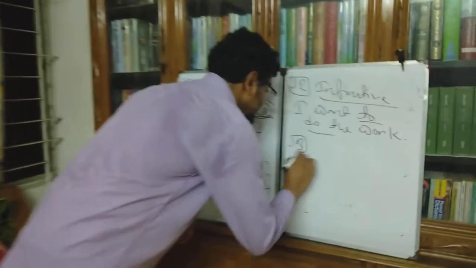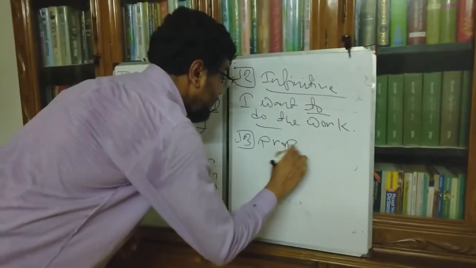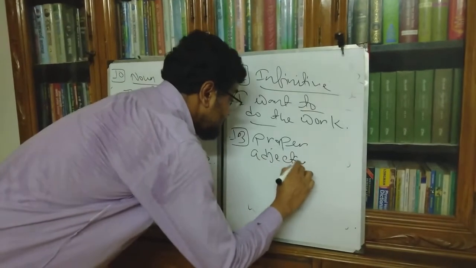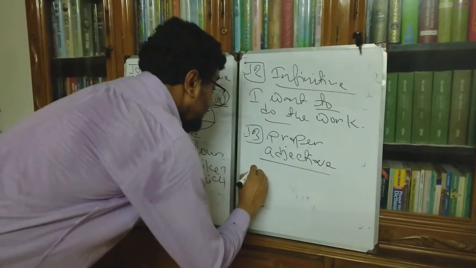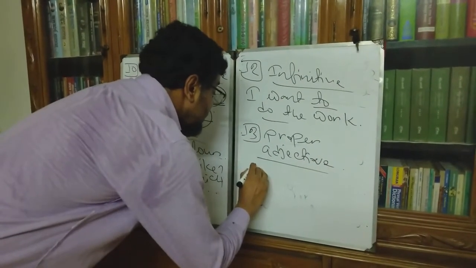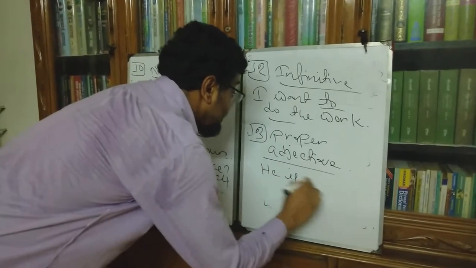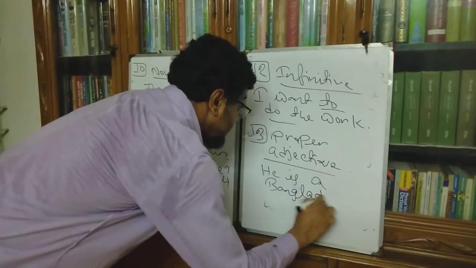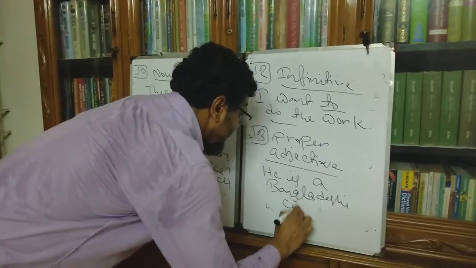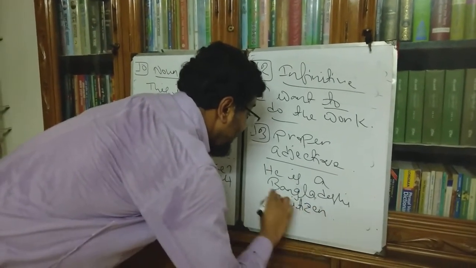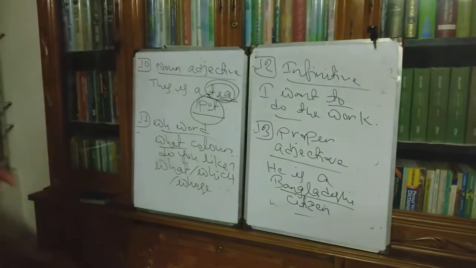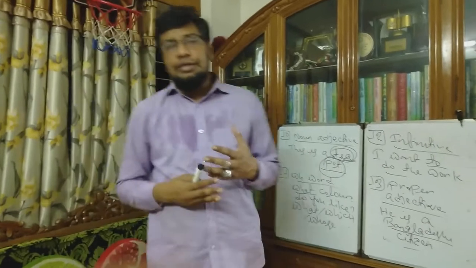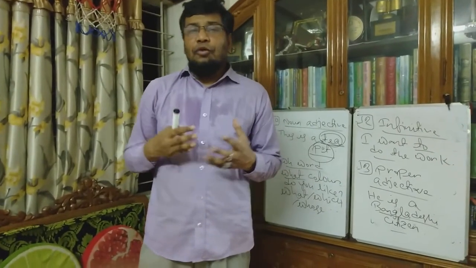Another one is proper adjective. He is a Bangladeshi citizen. So Bangladeshi is a proper adjective. Proper adjective is mainly used to talk about the nationality of a noun or of a person.